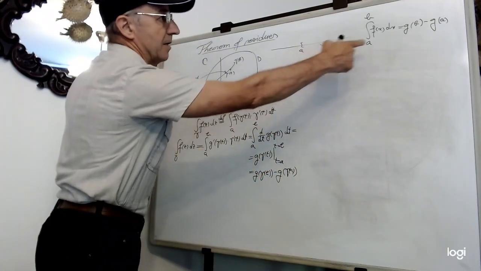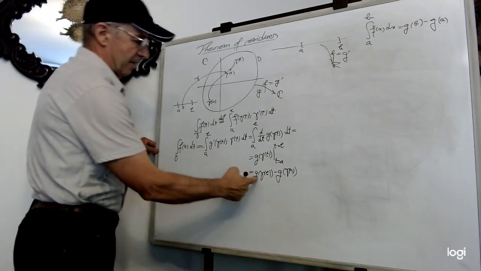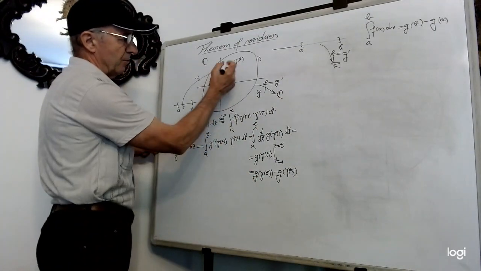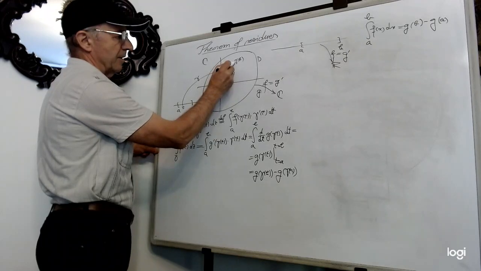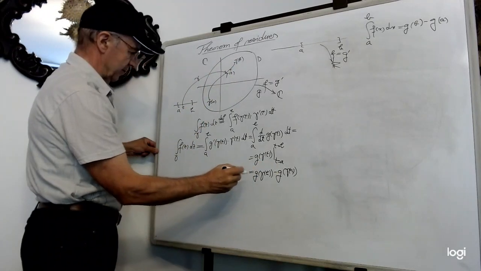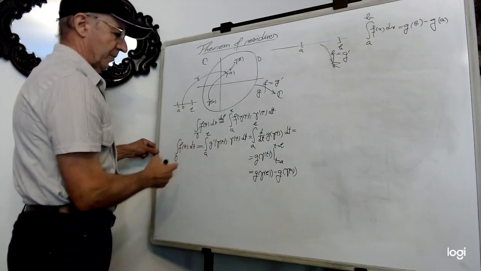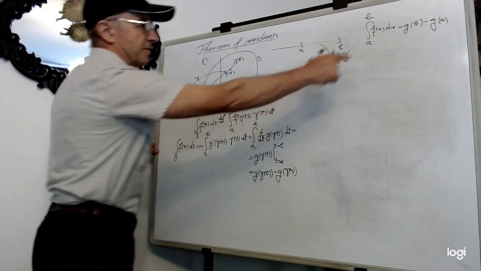Very similar to the case you know from high school, but in this case it is the value of the primitive at the end point minus the value at the starting point. This is very, very similar.